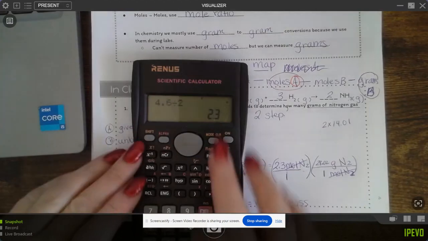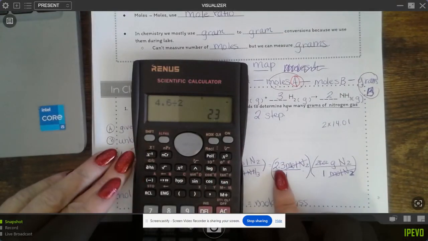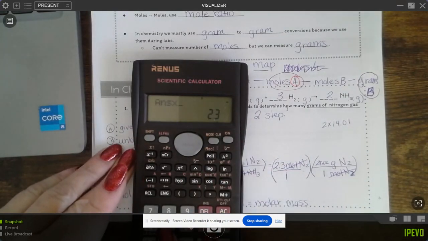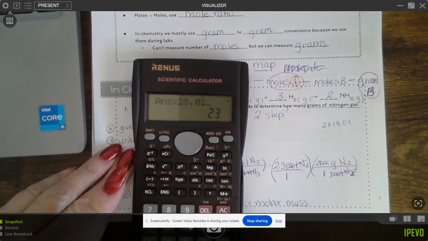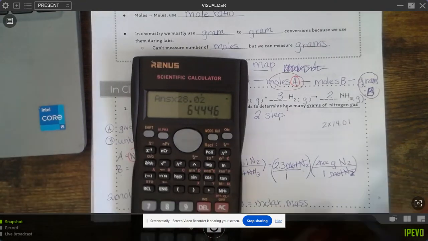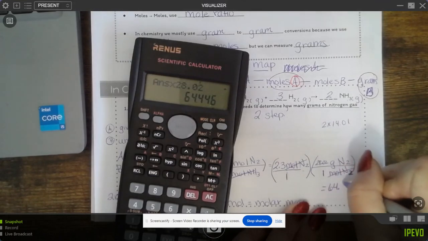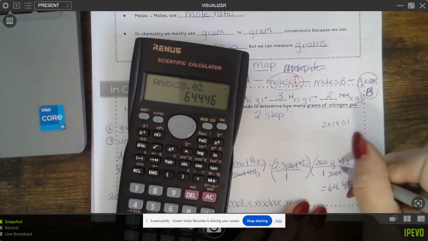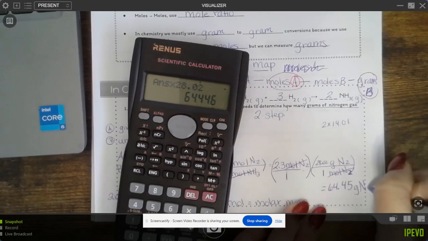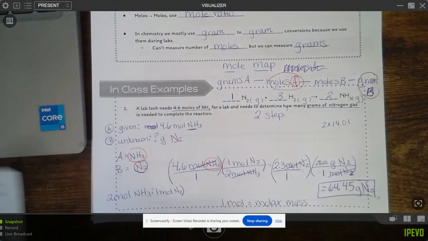So if I do that math, I still have that number in my calculator. 2.3 times 28.02 equals 64.45 grams of N2. All right, let's flip this over and do another example.